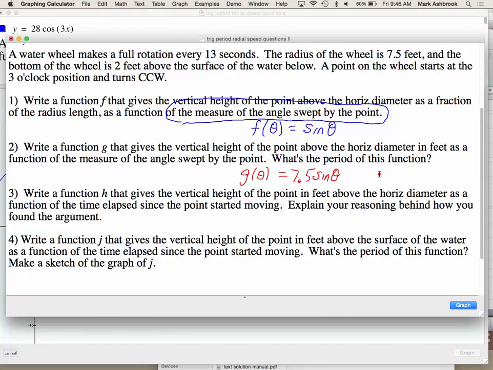Okay, H. Now we're going to bring time into it. So now the input is time. And C, let's see. We want the vertical height in feet. So if it's vertical height in feet, what will the structure of this be? It's still going to be the 7.5 sine, right? Now we need to figure out what the argument is. So that argument is going to be something times t, right? It's the radial speed times t.